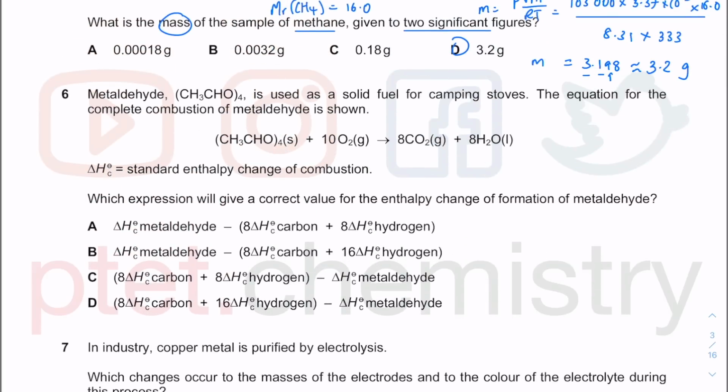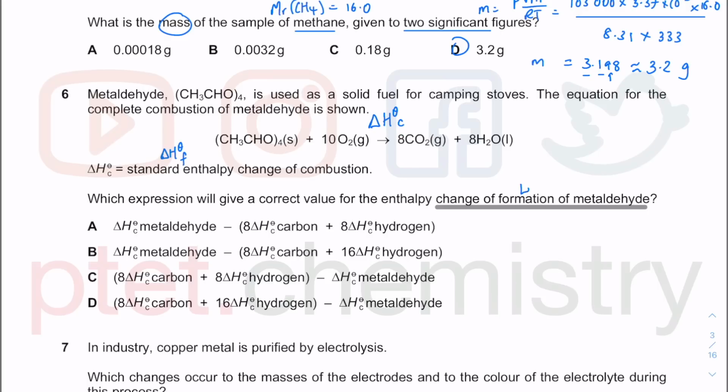Question 6, we have metaldehyde. So whatever solid this one is, you burn completely in excess oxygen, you get carbon dioxide and water. So this is an equation for the enthalpy of combustion. This is also the enthalpy change of reaction, which represents the combustion for this metaldehyde. Now, which expression will give a correct value for the enthalpy change of formation of the metaldehyde? So given this equation here, which represents combustion, what data can we have? We can have the enthalpy of formation of these particular species, which we can use to calculate the enthalpy change of reaction, which for this reaction represents combustion.